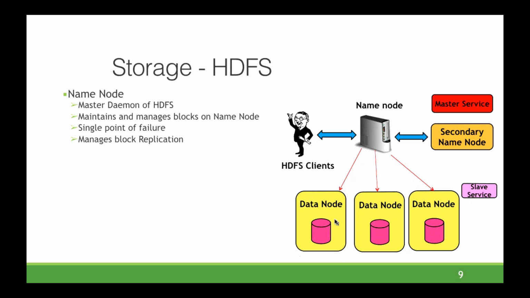So what happens if a data node fails? We have the replicas on other data nodes. But what happens if the name node fails? Till Hadoop 1, the name node was a single point of failure.